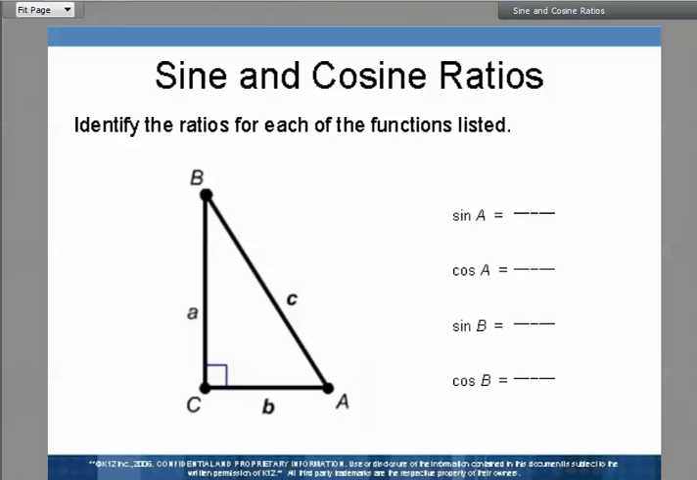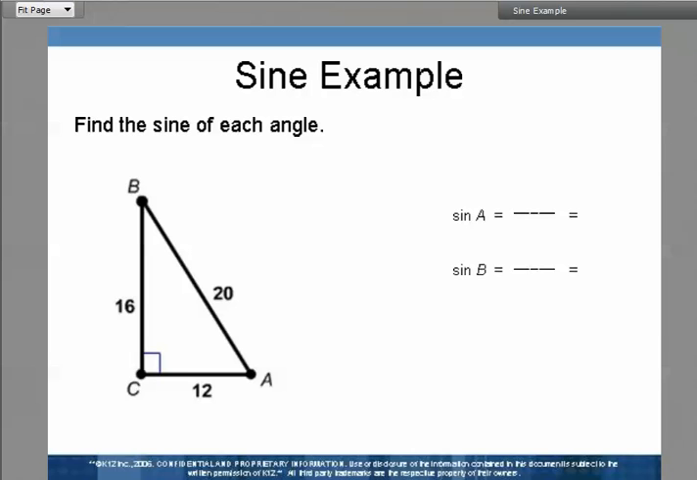The sine of angle A is going to be A over C. The cosine of angle A is going to be B over C. The sine of angle B is going to be B over C. Oh, Mr. Greene, those are the same. Yes, they are. That's one of the interesting things about sine and cosine. Okay? The cosine of angle B is going to be A over C. These are equal, aren't they, Mr. Greene? Yes, it is. The sine and the cosine of opposite angles are going to be equal. Cool?